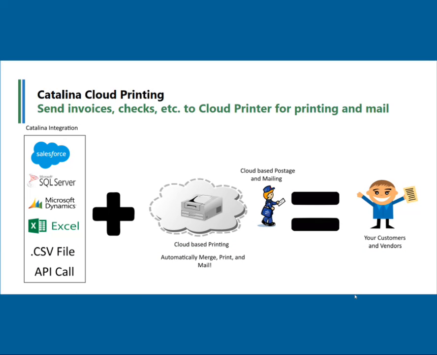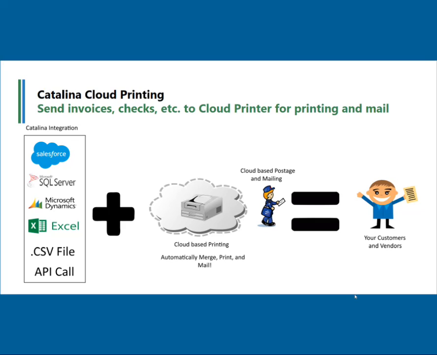So what is it really? Catalina Cloud Printing allows us to send, like I said, invoices, checks, etc. to a cloud printer for printing and mail. So as you can see, we've got Catalina Integration that allows us to bundle up data, whether it's from Salesforce or a SQL Server query or Dynamics, or even an Excel spreadsheet, a CSV file, or even an API call. So if somebody has an external system that wants to send data to the printer, they can just go ahead and send it through our API.